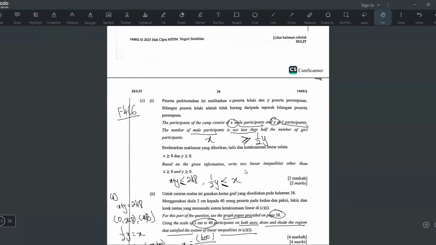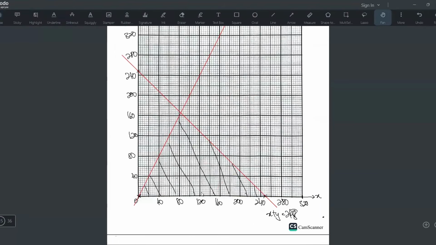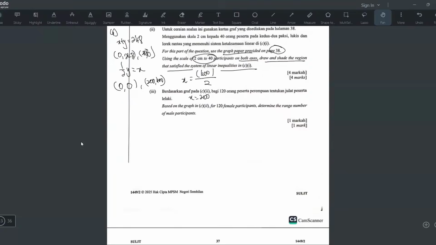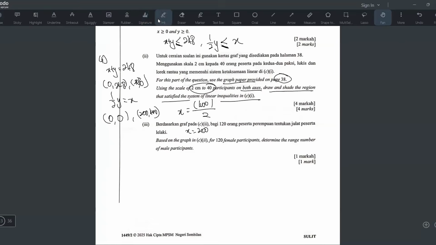Atas pun tadi sudah cakap mah. Tengok. Write two inequalities other than x bigger 0, y bigger 0. Yalah, means x and y mesti lebih daripada kosong, sebab x, y tu bilangan. So that's why you tak boleh lorek bawah x-axis and tak boleh lorek sampai negatif lah. Okay, that's all. Draw and shade the region. Part 2 sudah siap. 4 markah dekat sini. 2 markah tadi pun sudah tulis.